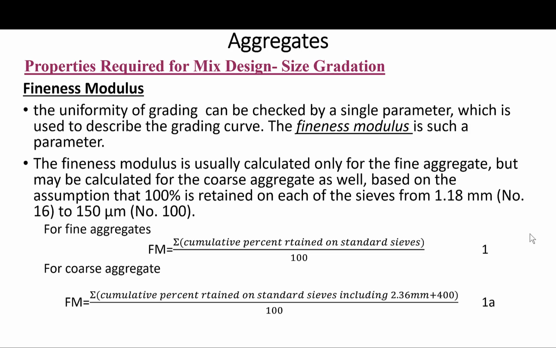the coarse aggregate as well, based on the assumption that 100% is retained on each of the sieves from 1.18 millimeter, the number 16, to the 150 micrometers, which is the number 100. So the fineness modulus for the coarse aggregate becomes as defined in this equation, labeled as 1A, which is the summation of the cumulative percent retained on standard sieves, including 2.36 millimeter, plus 400, divided by 100. Okay.